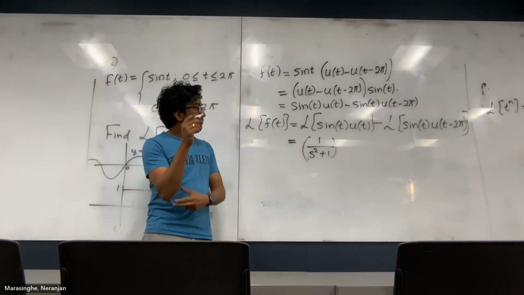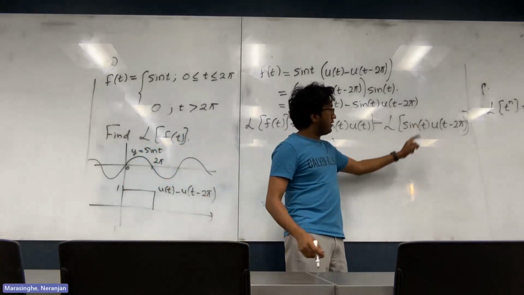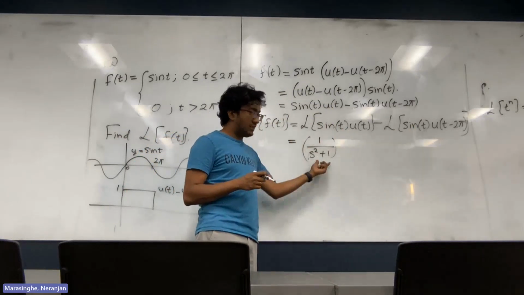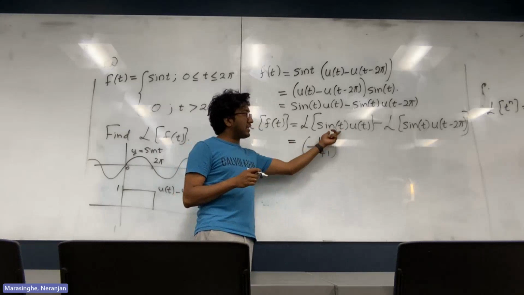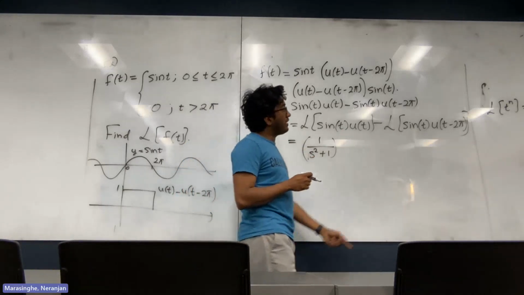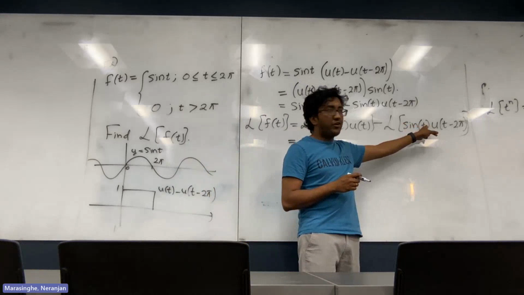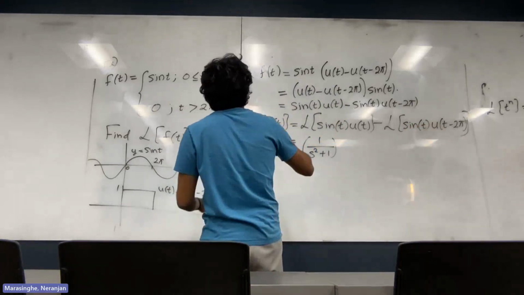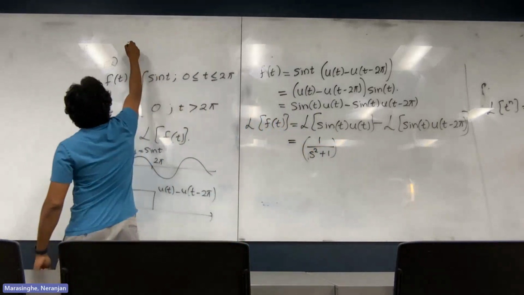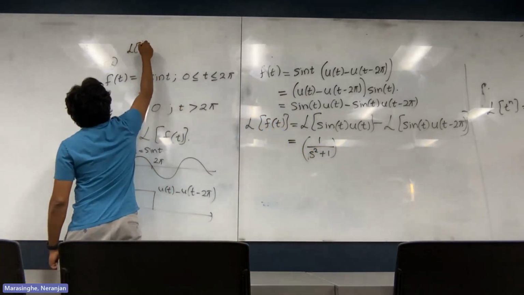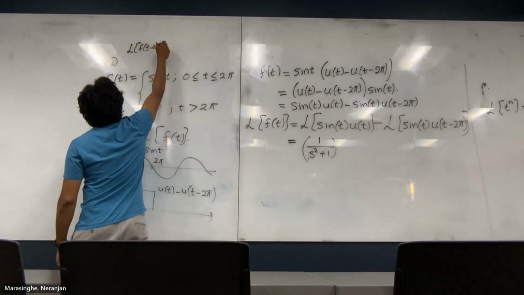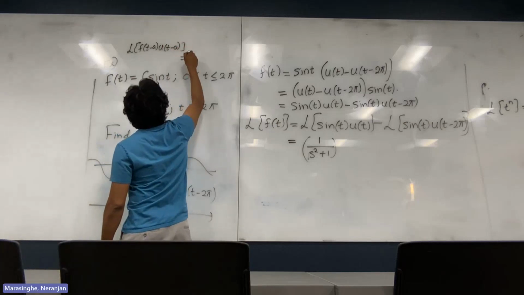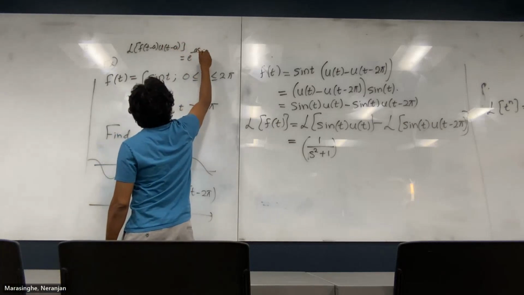But this is the problematic part. Now I know that the Laplace of sine t times u(t) is this one. In other words, I know the Laplace transform of sine t. To apply the second translation theorem, I need to have sine of t minus 2 pi, because what does it say? The second translation theorem states that the Laplace of f(t minus a) u(t minus a) is equal to e to the minus as times F(s).